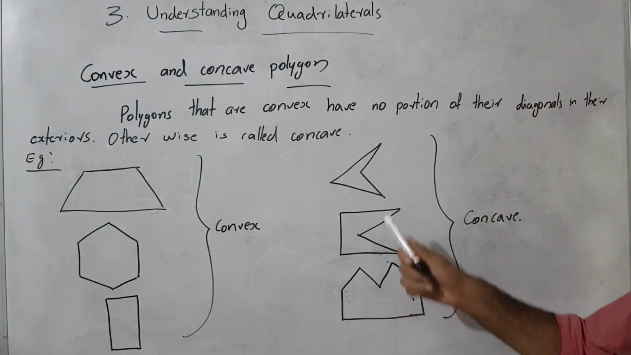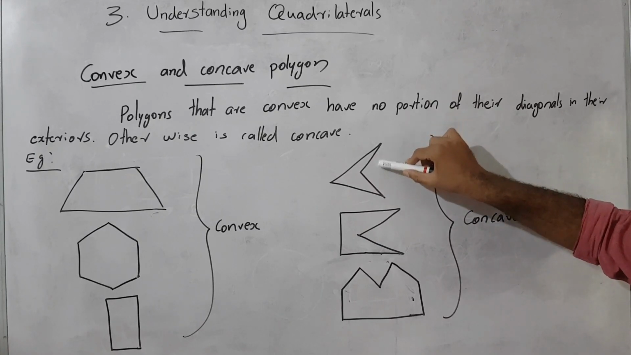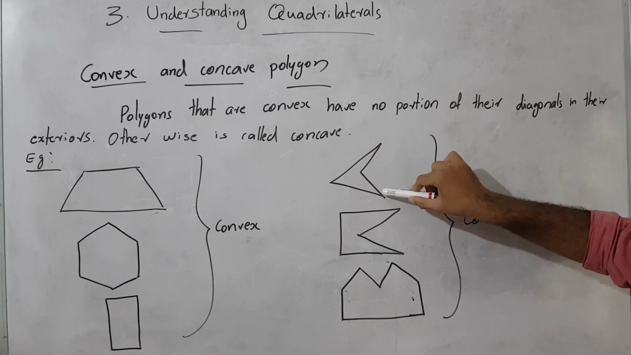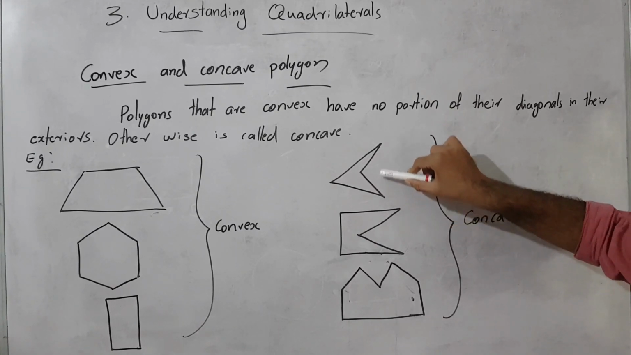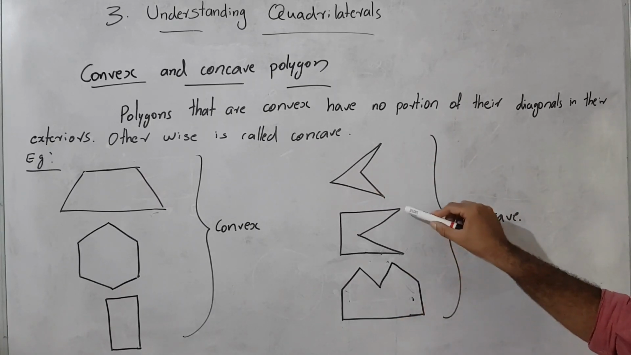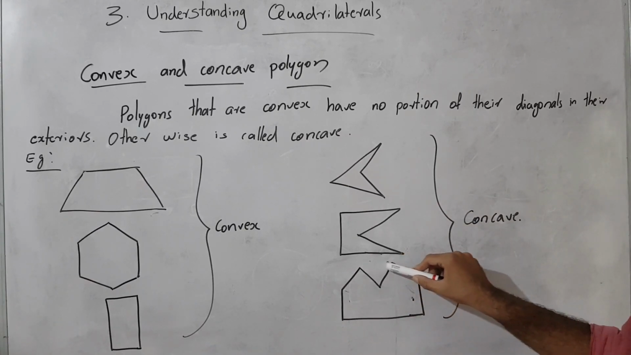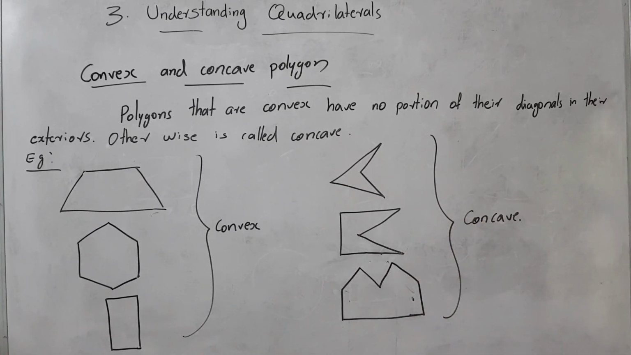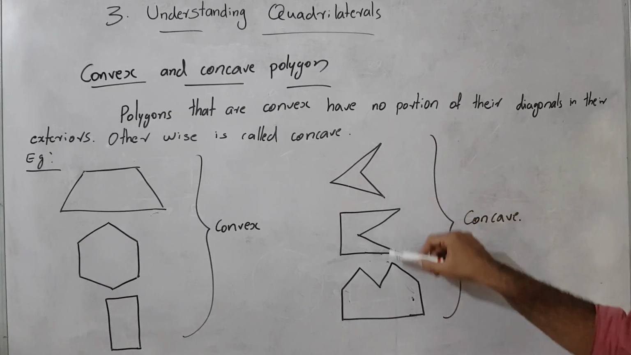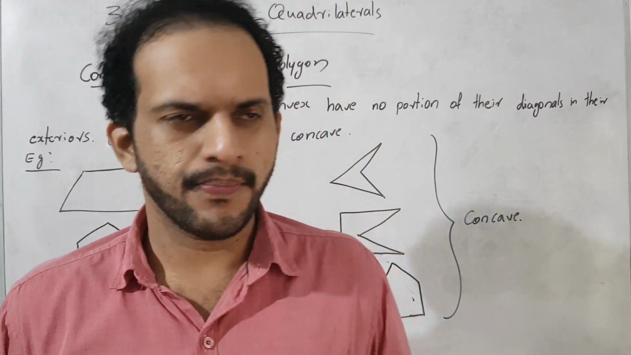Then here, if we draw the diagonal of this quadrilateral like this, joining these non-consecutive vertices, this diagonal will lie outside of the figure. Here also, if you draw like this, it will lie outside of the figure. Here, this one lies outside of the figure. So this type of polygon is called a concave polygon.